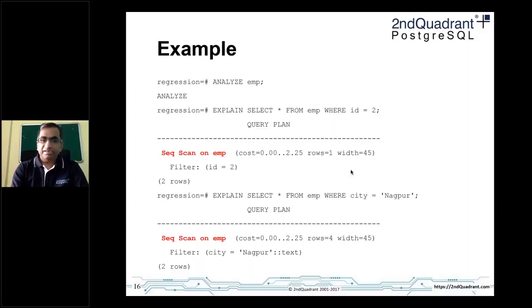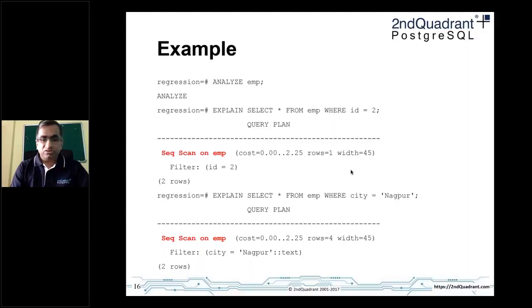Now we ran analyze, and then we again ran our original queries. But if you notice, it still hasn't chosen index scans. It's still doing a sequential scan on the table, even though the planner now knows about the presence of the index, as well as that column ID is unique. So it should ideally use an index scan for the first query or even the second query.